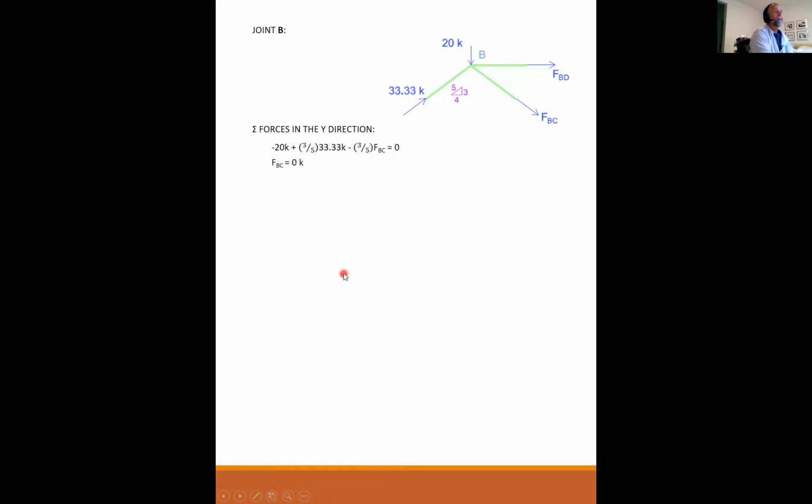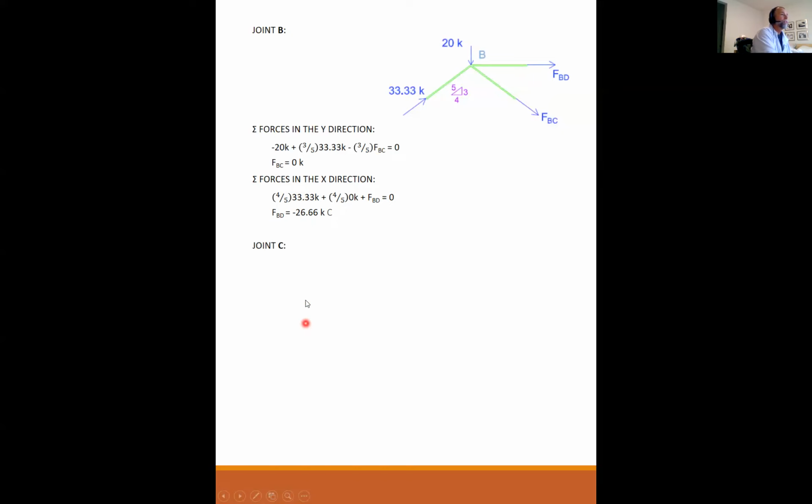I solve this, and guess what? FBC is equal to 0. There is no force in FBC. Sum the forces in the x direction. I have 4/5 of 33.33, plus 4/5 of 0, plus FBD. And so I can solve that directly. FBD is minus 26.66 kips. That, again, just serves to tell me that it is in compression. And so now I know it's actually compressing, not pulling.